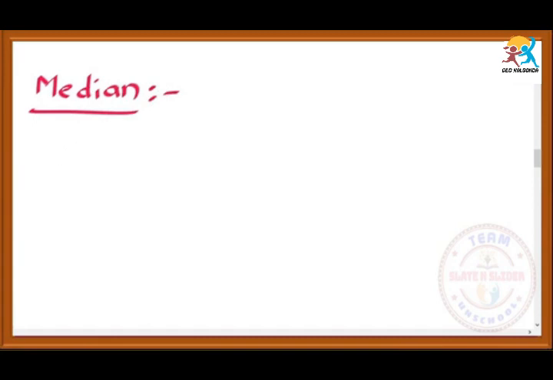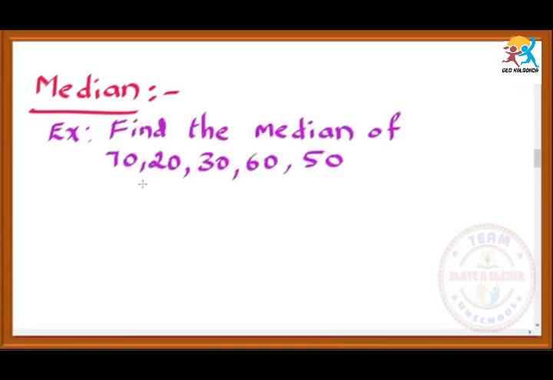First, let us take one example. Find the median of these terms. That means we have to find the middle term. By seeing this, we will say that the median is 30. But it is wrong. Why? 30 is not the median, because here we made one mistake.